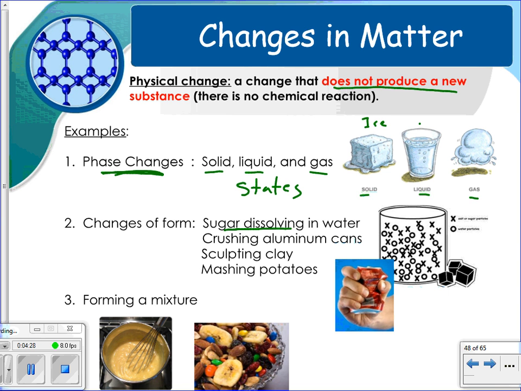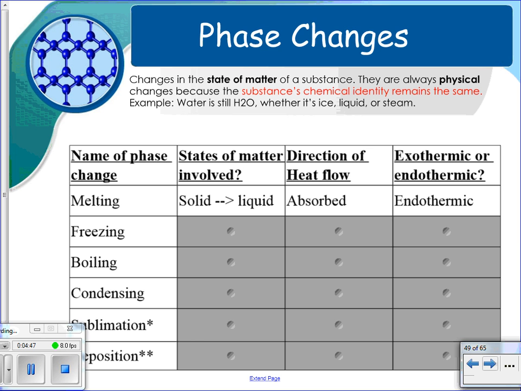So when you dissolve sugar in water, you still have sugar in water. So that would be physical. Crush an aluminum can. After it's crushed, it's still a can. Sculpting clay. After you sculpt it, it's still clay. Mashing potatoes. When you're done, still potatoes. And forming any kind of mixture will be a physical change. Changes in state of matter of a substance are always physical changes.